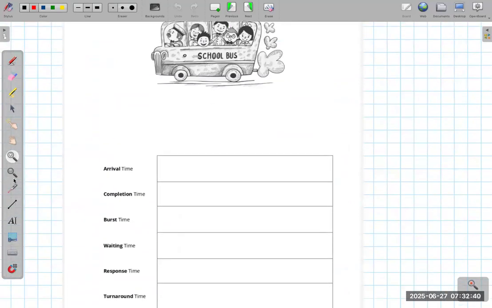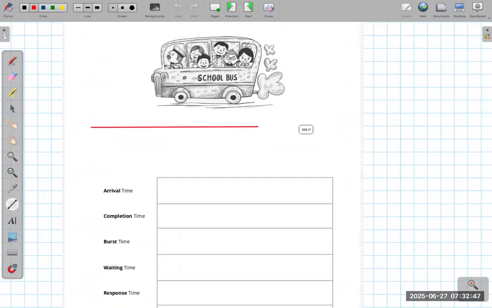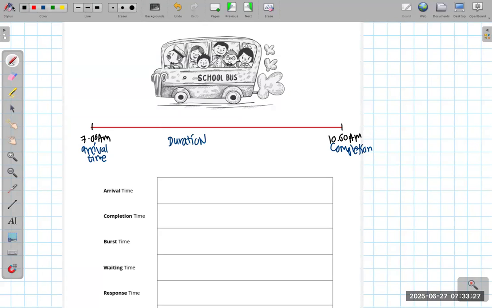We have different terms: arrival time, completion time, burst time, waiting time, response time, and turnaround time. Think about a bus route. The bus starts at 7 a.m. and ends at 10 a.m. Arrival time is the time at which the process arrives, and completion time is when it ends. The total duration is 7, 8, 9, 10, so 3 hours.